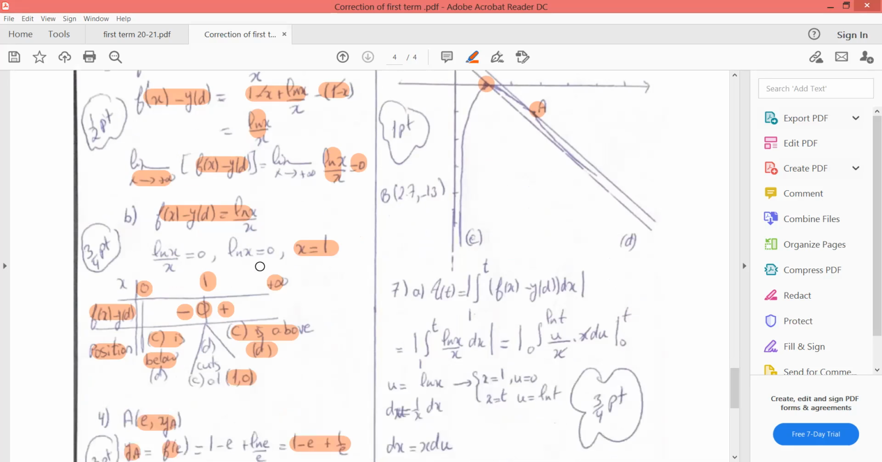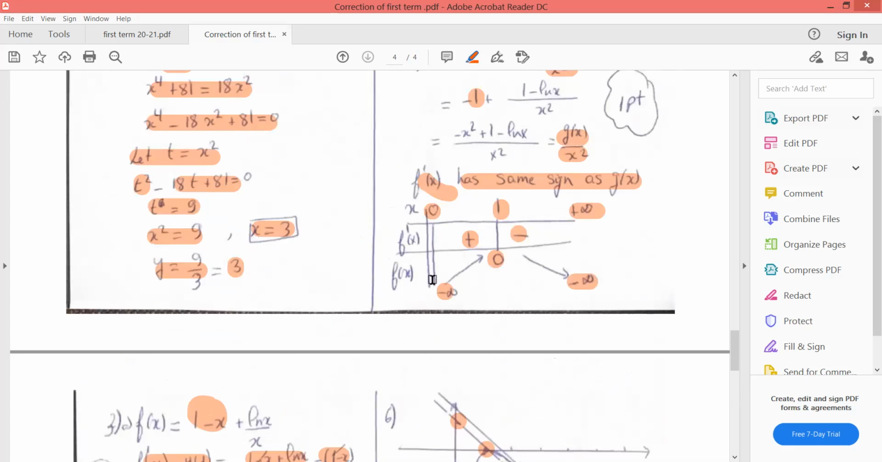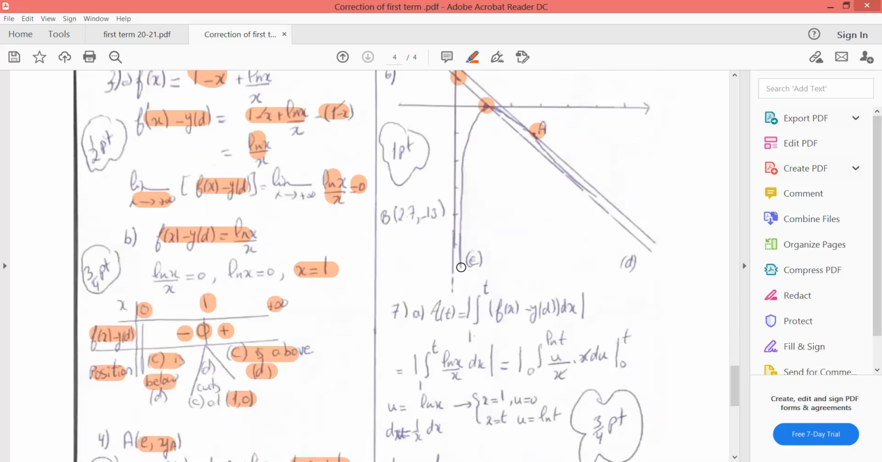From the table of variations, the function is increasing from minus infinity to the maximum at 1, 0. It's increasing from minus infinity from here to the maximum 1, 0. Then it will decrease to minus infinity. So here it will make a tangent at A. Then it decreases near the oblique asymptote, decreases beside the oblique asymptote.